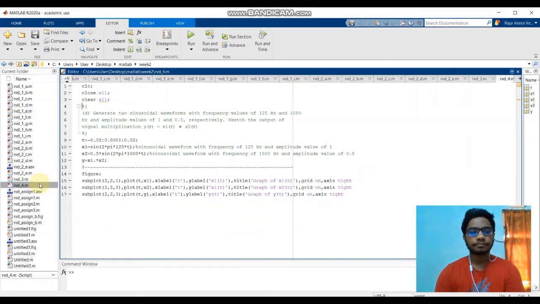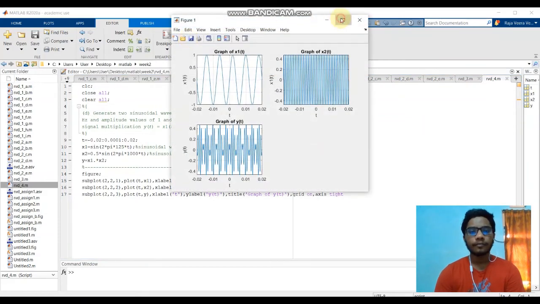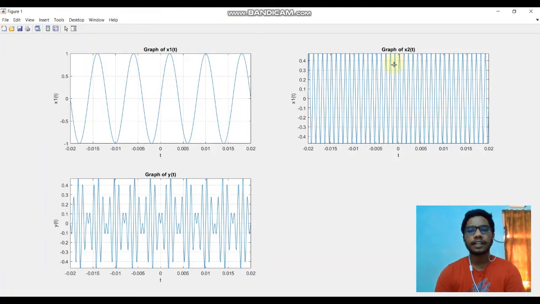Now the next part is taking two sinusoidal waveforms with frequencies 125 Hz and 1000 Hz and amplitudes of 1 and 0.5, and now we are multiplying those two functions. I have taken these two and I have written y equal to x1 dot star x2. The dot star operator is used for multiplying component-wise. When we run the code, this is the graph of x1 of t and this is the graph of x2 of t. This is the graph obtained by multiplying both x1 and x2 of t.